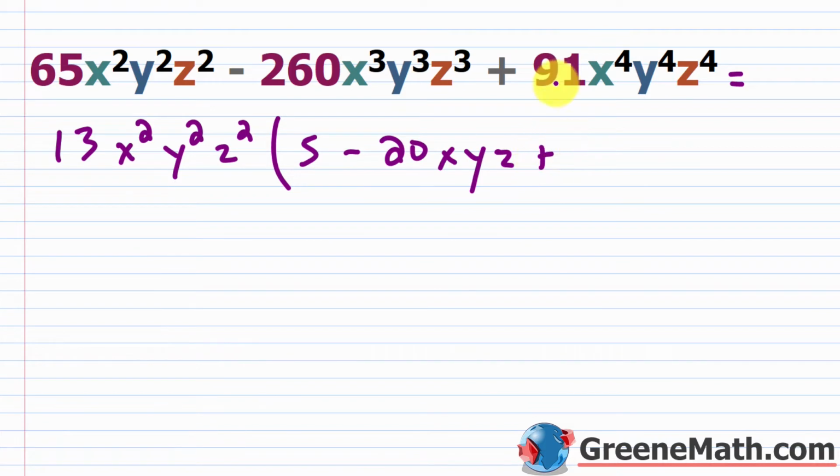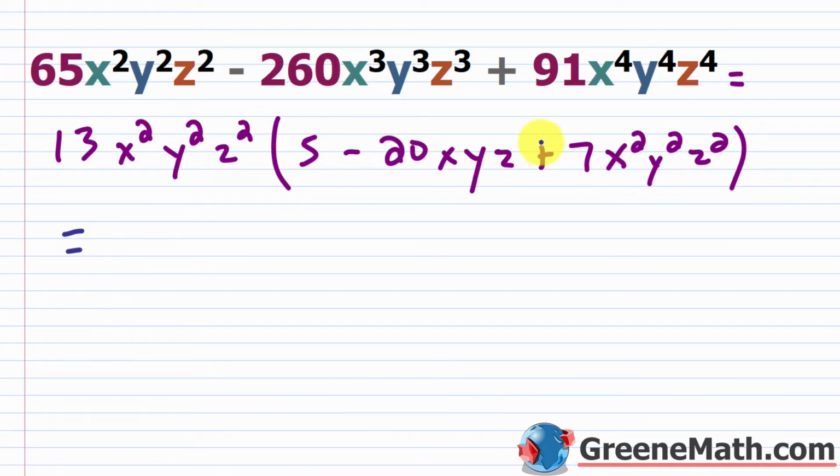Then plus, you would have your 91 divided by 13, that's 7. And then everything here is going to have an exponent of 2. Right? If I'm dividing x to the 4th power by x squared, that's x squared, so on and so forth for y to the 4th power and z to the 4th power. So let's put 7x squared, y squared, z squared like this. And again, this is a perfectly acceptable answer.